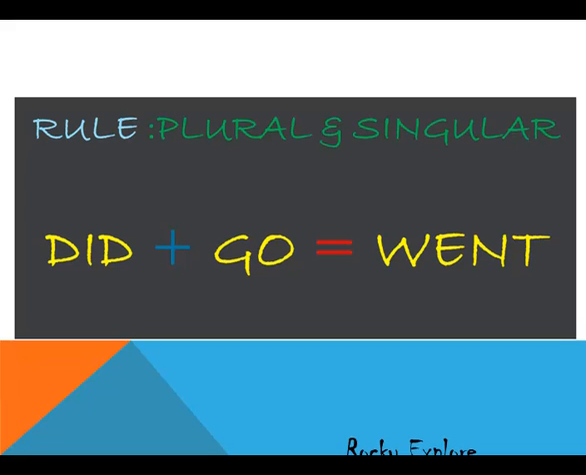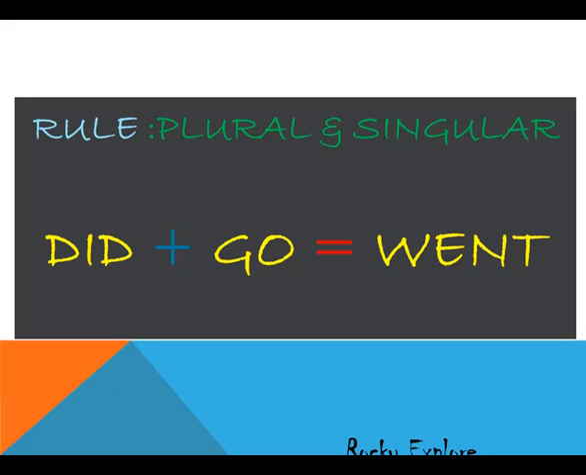If you take a past tense of a verb, take an example, go. The present tense is go, and the past tense is went. How is this verb went constructed? It is with this formula. The verb did is added to the verb go and constructs went. Like this, all the other past tense forms of the verbs are constructed according to this formula.